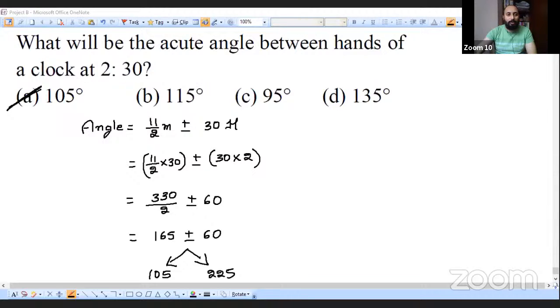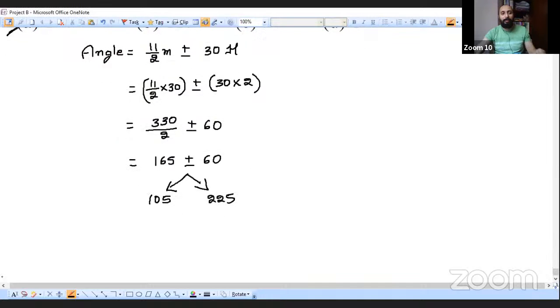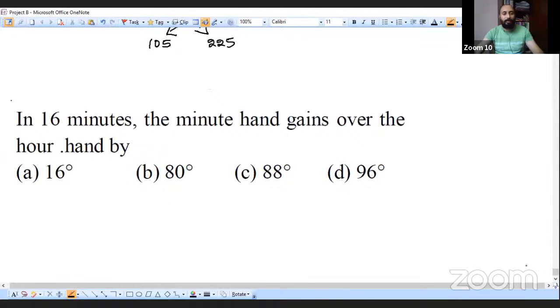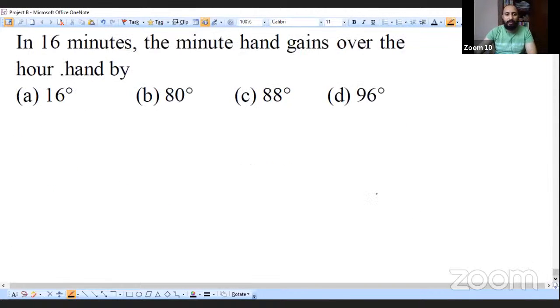So the next question also depends on that ratio. What is the ratio we're going to use here? In 16 minutes, the minute hand gains over the hour hand by how much? Hope you remember the minute hand and hour hand ratio. The gain I'm talking about is the minute hand's gain over the hour hand.